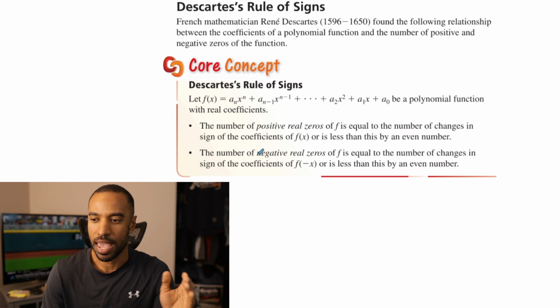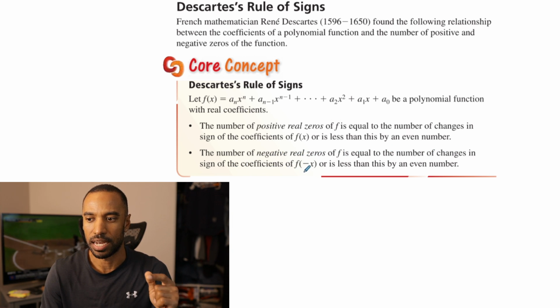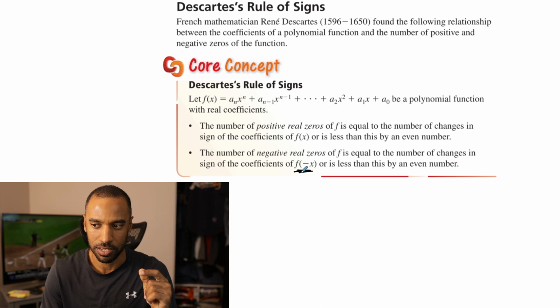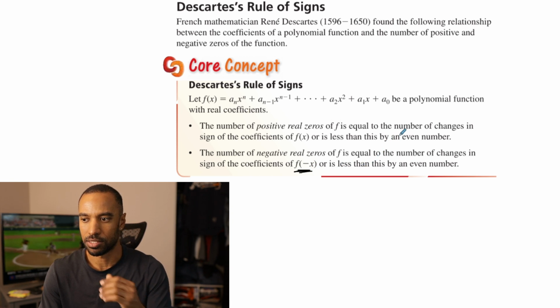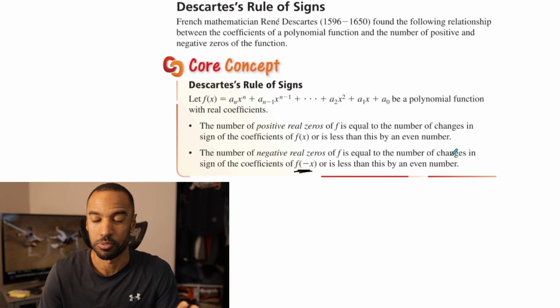Now, the number of negative real zeros is equal to the number of changes of sign in the coefficients of f of negative x, or is less than this by an even number. I can't read, I'm sorry.